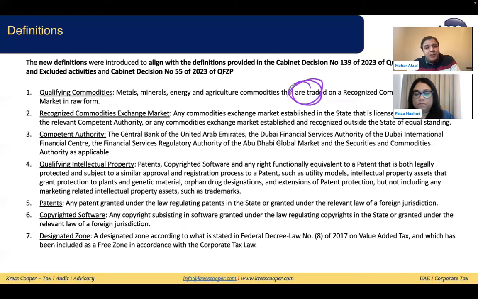Then qualifying intellectual property: basically patent, copyrighted software, or any other registered property which is not used for business purposes, like patent, like trademark, it will be considered qualifying intellectual property. Patent, they have defined as a patent granted under the respective patent law; a registered patent will be considered a patent. Copyrighted software means registered copyrighted software. Designated zone, they have given the same definition that they have given earlier also. These are designated zones as per the UAE VAT law. The free zones which are designated zones as per the UAE VAT law will be considered designated zones for corporate tax purposes as well. So these are the definitions that they have added.